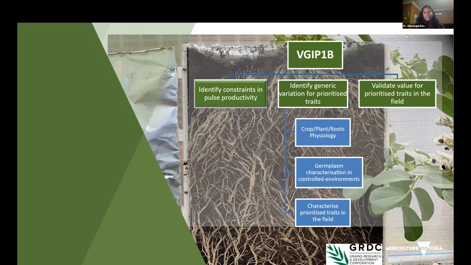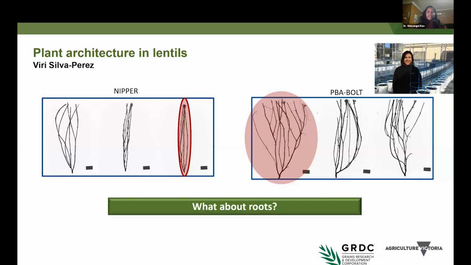For the purpose of our study, we had selected field pea and lentils because we've got field pea and lentil breeders within our group, and this meant we just had their resources to rely on as well. And using that germplasm, which has been released in Australia since the domestication of field peas and lentils, we tried to characterize the above and below ground characteristics. Our team member, Viri Silva Perez, identified all the above ground pulse traits, while I looked at the below ground stuff.